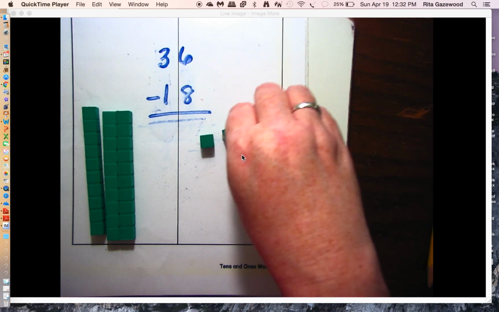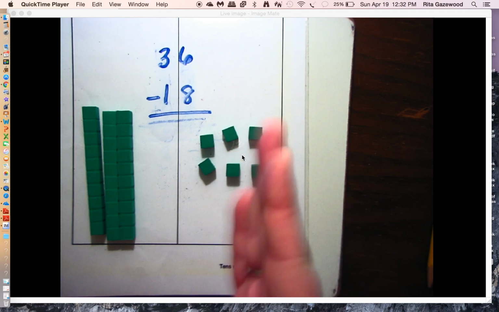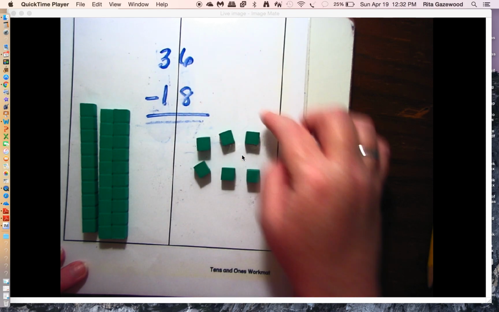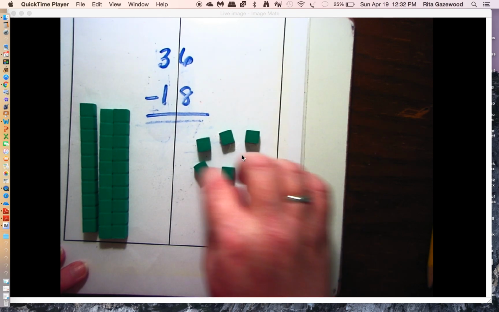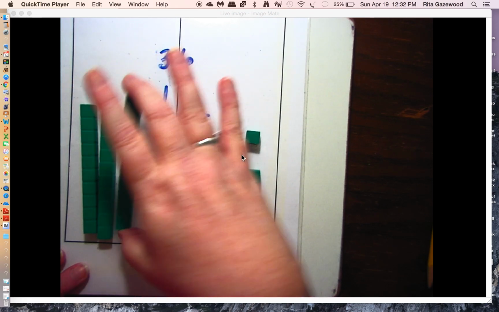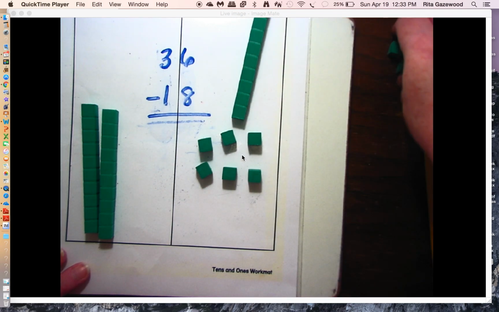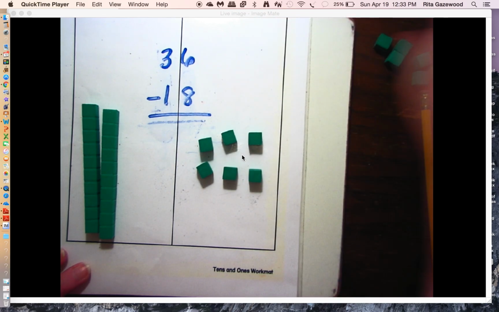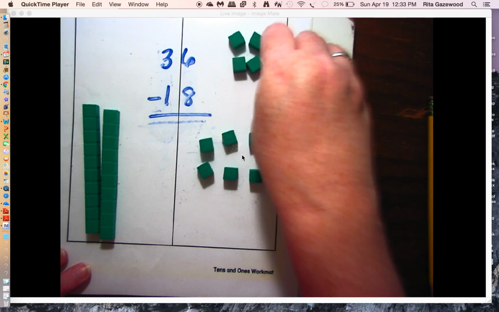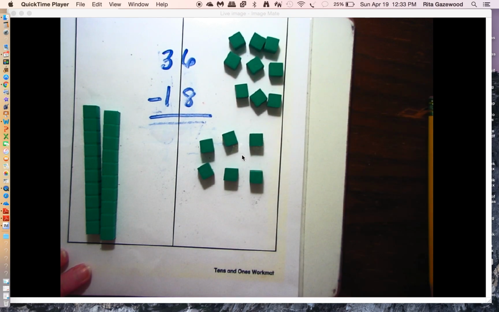1, 2, 3, 4, 5, 6. And I'm going to take away 18. So when I look at this, I say, I've got to take away 8 ones. I only have 6. What do I do? Oh, that's right. I'm going to have to regroup one of these tens. So I'm going to move it over here. I'm going to trade it for 10 ones, or regroup it into ones. So let me take that 10 and trade it. 1, 2, 3, 4, 5, 6, 7, 8, 9, 10.